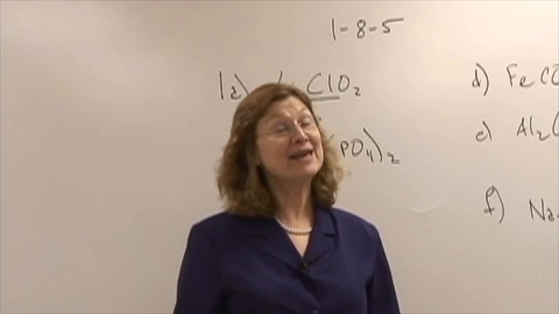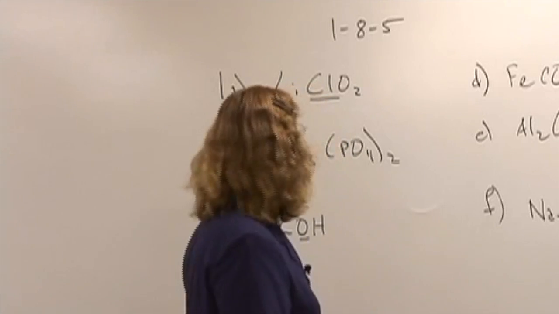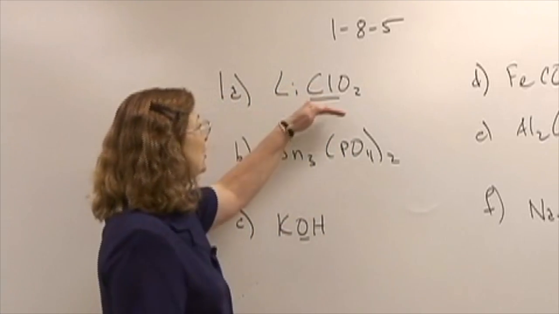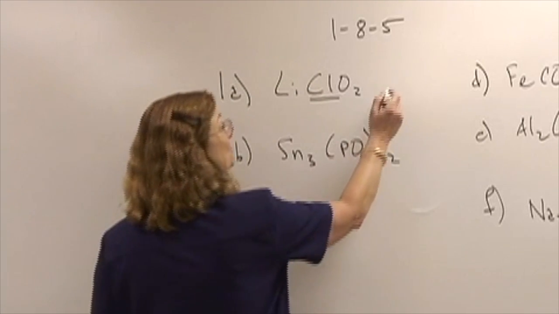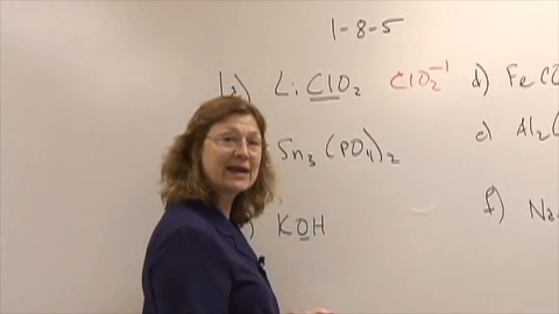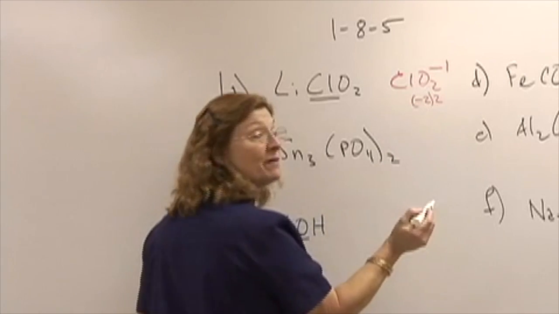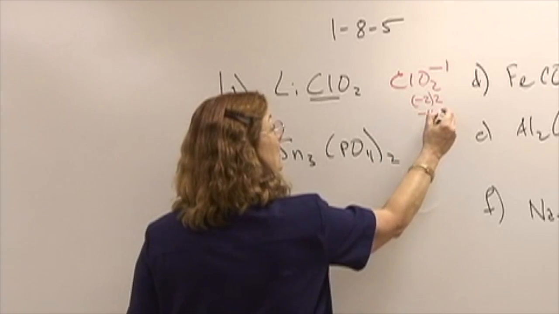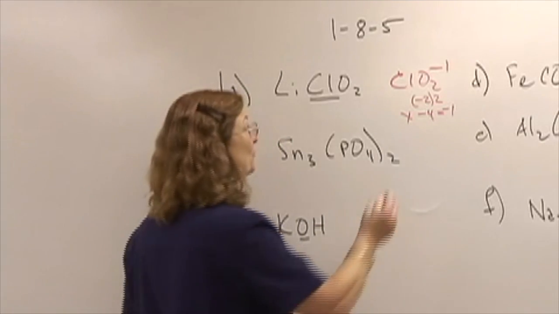Number 1, once again, asks for us to find the oxidation number of the underlined element. In A, we are looking for the chlorine in the chlorite ion. So I'm going to take this polyatomic ion out of the compound and look at it independently. Oxygen is -2. There are 2 of them. That gives me a -4. This polyatomic ion is equal to -1. Therefore, chlorine is +3.